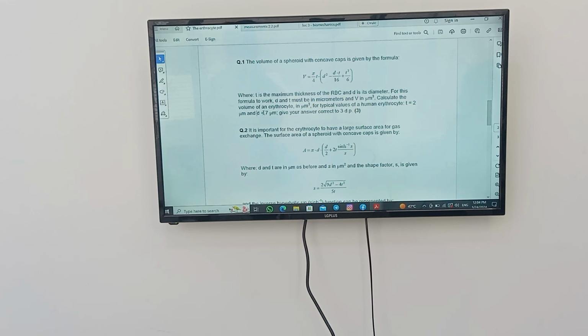Calculate the volume of an erythrocyte in micrometers cubed. For a typical human erythrocyte, the thickness is 2 micrometers and the diameter is 7 micrometers.